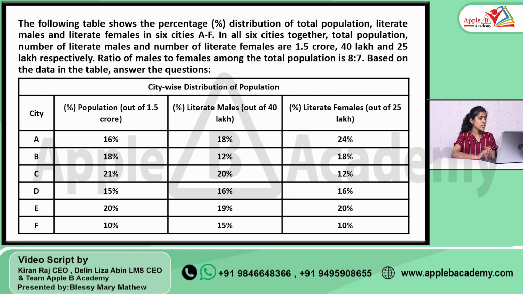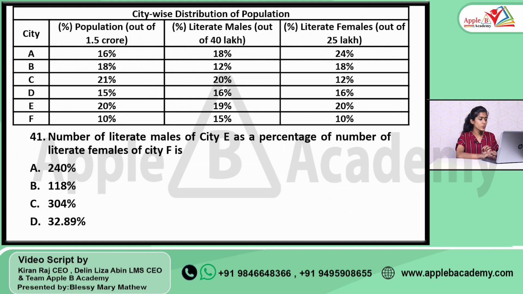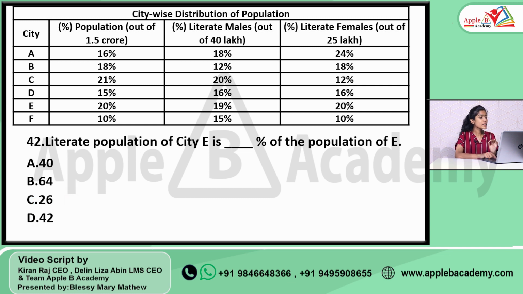So the first question was from this area. The first question asked was number of literate males of city E as a percentage of number of literate females of city F. And we have various options given as well: 240%, 118%, 304% and 32.89%, and the right answer given was option C, that is 304%. Next question: literate population of city E is dash percentage of the population of E. So these are all associated with percentage calculation.